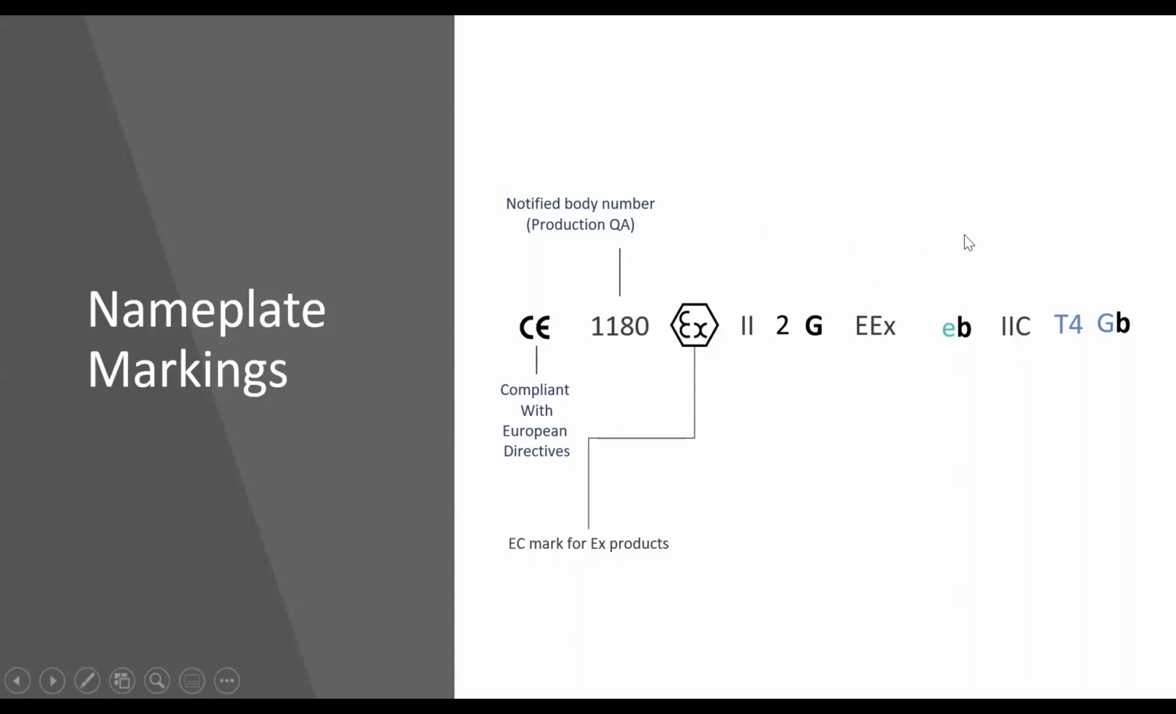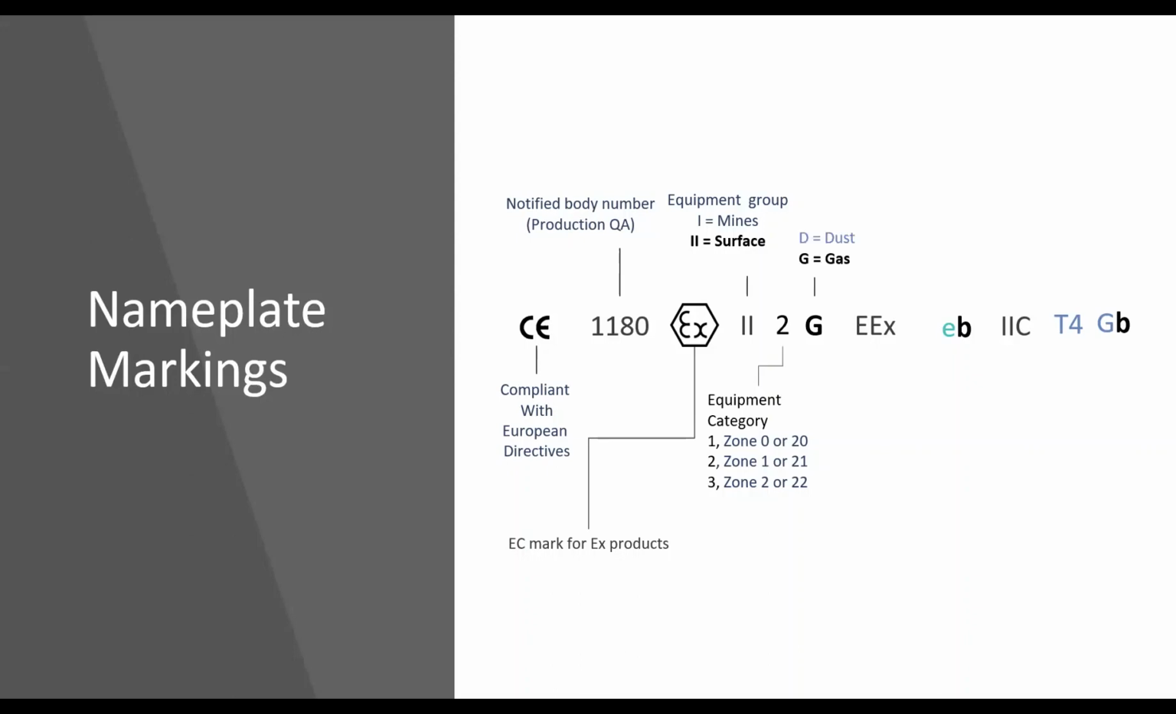The next one you have is a Roman numeral 2. In this case, the 2 means it is for the surface industry. If you had a Roman numeral 1, it would be for mines, underground use. The next one, which we have spoken about, is category 2 equipment. And remember, category 2 works in zone 1 for gas and 21 for dust. On this example here, we have a G, uppercase G, which means it's for gas.